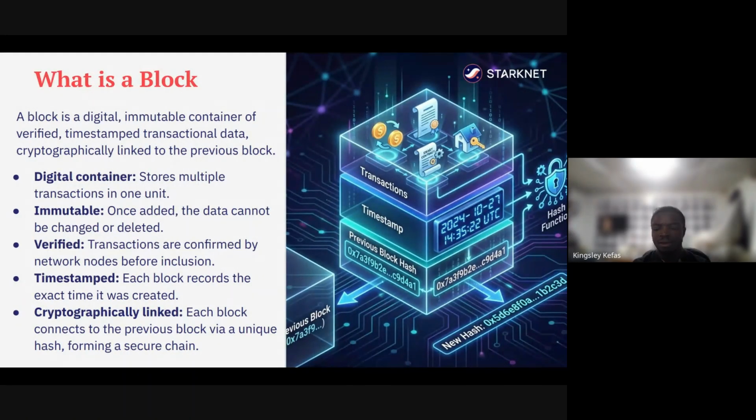And if you look at the keyword here, it says immutable container of verified transactions. So it means for every transaction that is added to the block, so long as it has been added, it cannot be changed. Since it is immutable, it cannot be changed.